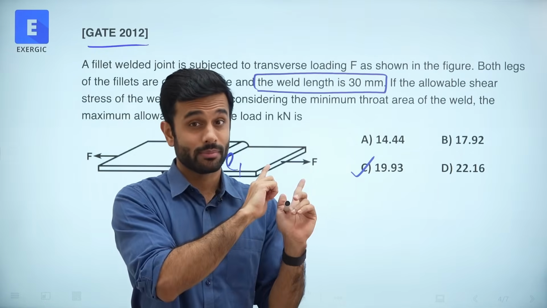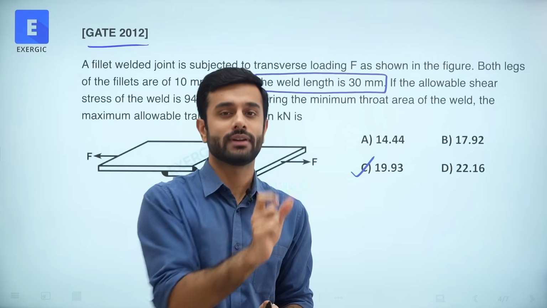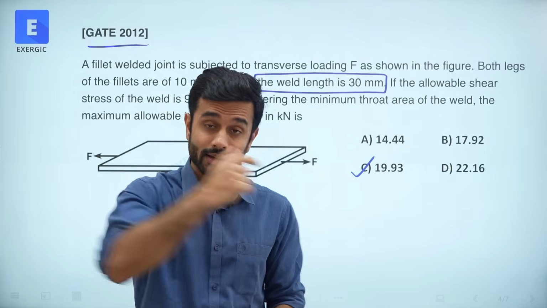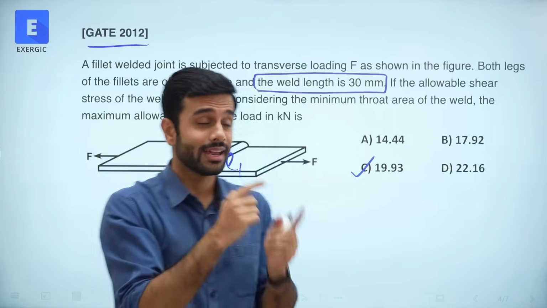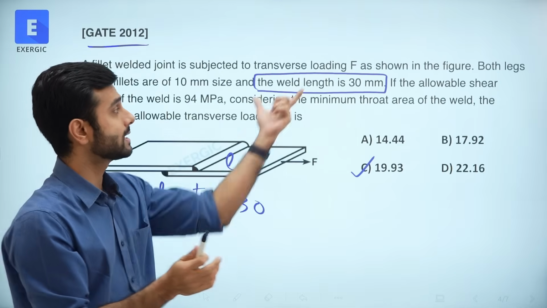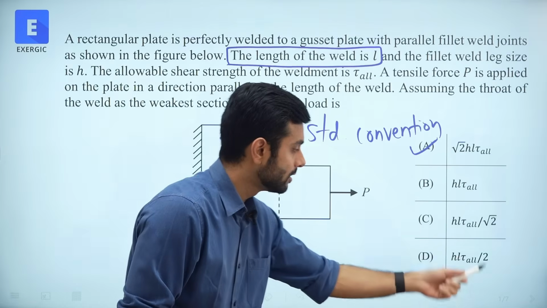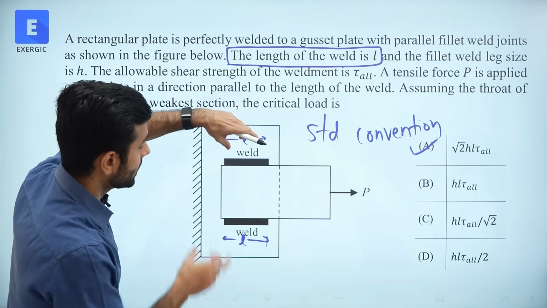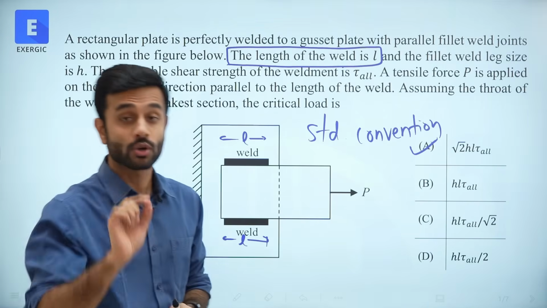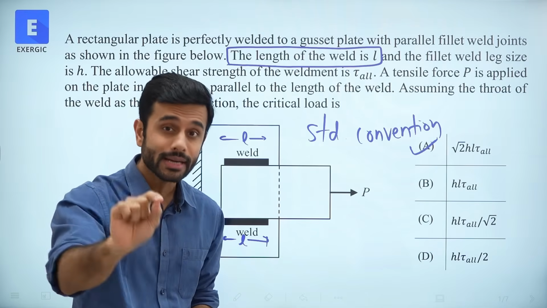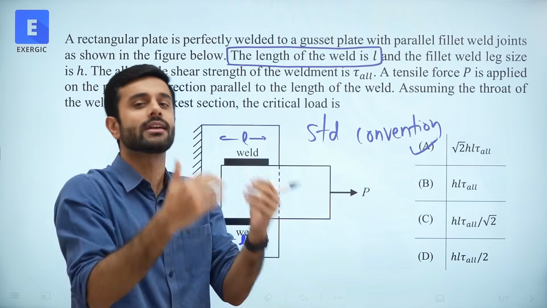So here what is happening? Same line, the length of the weld. What is happening here? In this case, it is the total length. When it says the length of the weld, it is considering total length. But here in this question, what they are doing? They are considering individual weld length. Conceptually, I will repeat, this is more standard convention.